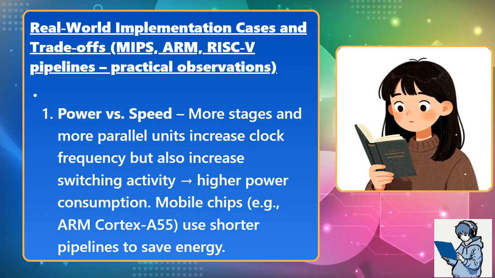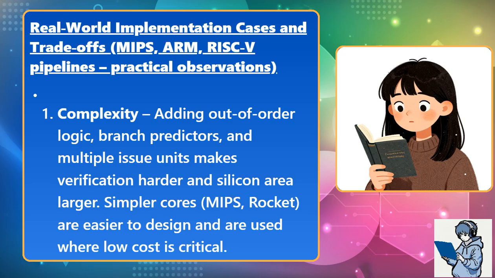Power versus speed. More stages and more parallel units increase clock frequency, but also increase switching activity, leading to higher power consumption. Mobile chips, for example the ARM Cortex-A55, use shorter pipelines to save energy. Complexity. Adding out-of-order logic, branch predictors, and multiple issue units makes verification harder and silicon area larger. Simpler cores, MIPS and Rocket, are easier to design and are used where low cost is critical.